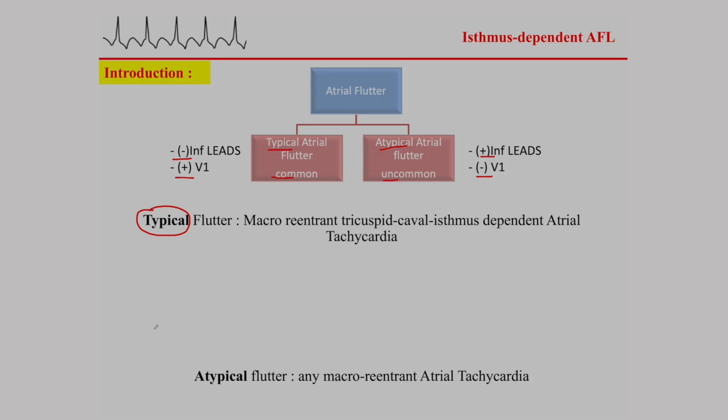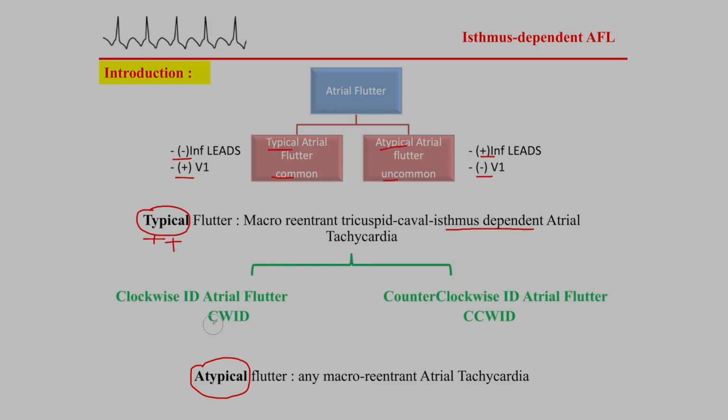We talk about typical flutter, which is isthmus-dependent or tricuspid cavotricuspid isthmus-dependent atrial flutter, and atypical one, which is non-isthmus dependent, or lesion or scar-dependent atrial flutter that is related to prior surgery, prior ablation, or any underlying heart disease. So our focus in this topic will be about isthmus-dependent atrial flutter, which is divided into two types: the clockwise isthmus-dependent and the counterclockwise isthmus-dependent.